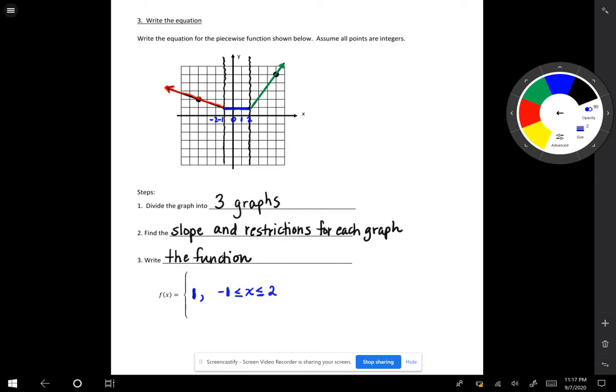The other ones we're not going to worry about just because you'd have to write the entire equation of a line. So we're just not going to worry about it. So I just want you to be aware that this is an example of a piecewise function as well. And those are your notes for today.